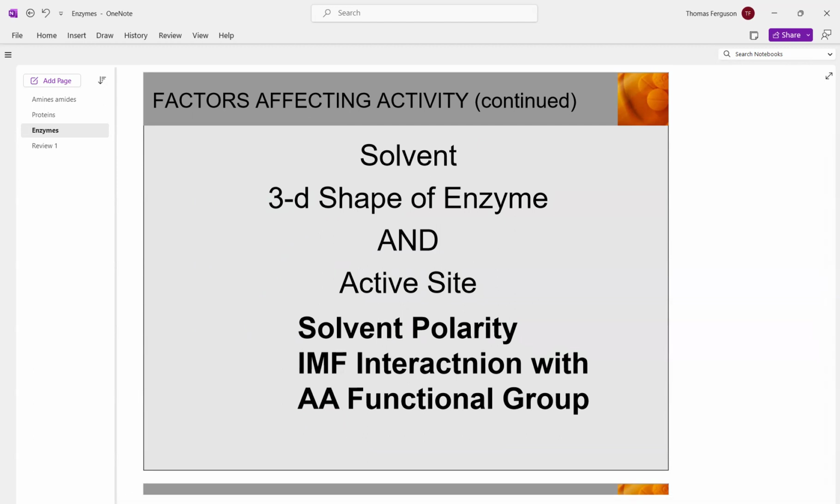If you do change solvent polarity, the intermolecular forces will come into play on the amino acids' functional groups. There are 20 amino acids, and they have 4 different classes. There's 2 kinds of neutral, acidic, and basic. So once you start changing the IMFs, then you start changing the interactivity between those side groups, and hence the shape of the protein changes.